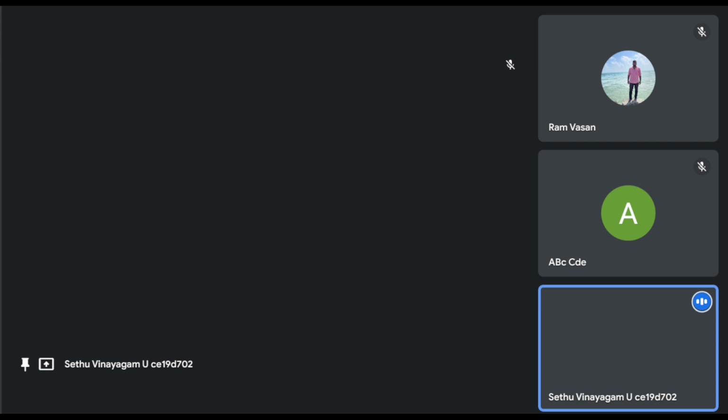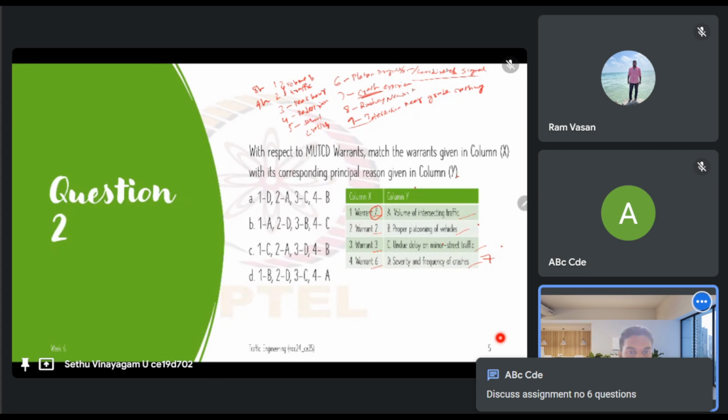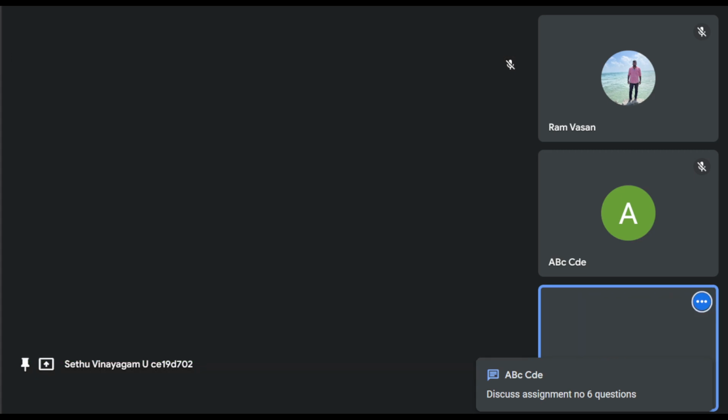Okay, so therefore warrant 7, right? Warrant 7 is about the crash experience. So therefore it is matched with the severity and the frequency of the crashes. Okay, warrant 2, it is related to the traffic volume, right? So 4-hour traffic volume. So it is the volume of the intersecting traffic. Warrant 3, it's about the delays during the peak hour, right? So it is undue delay on minor street traffic. And 6 is platoon progression. So therefore 6 is matched with the remaining one, and that is given in option A, right? So therefore option A is the right one.